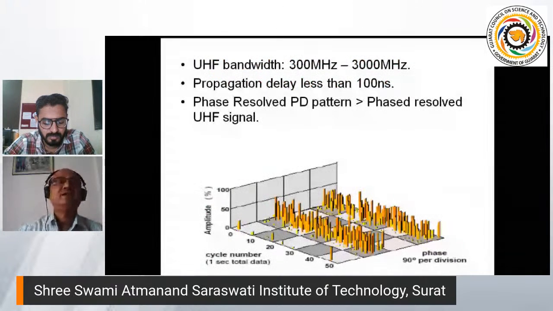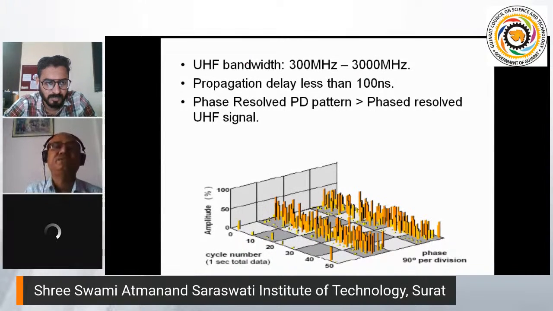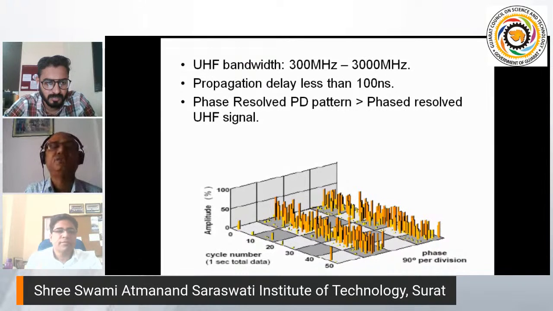The bandwidth for UHF is 300 megahertz to 3 gigahertz, and the delay is a few nanoseconds. For acoustic the delay is around a few milliseconds. Here it is nanoseconds, so it is a little bit faster. There you can hardly have a few kilohertz, and at most 20 megahertz. So it is not that big.